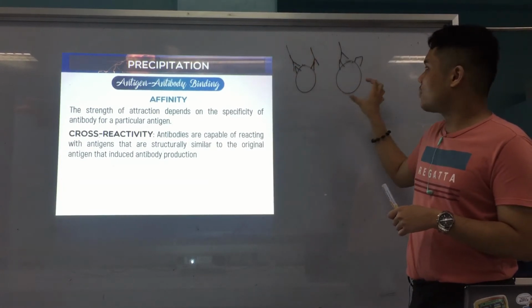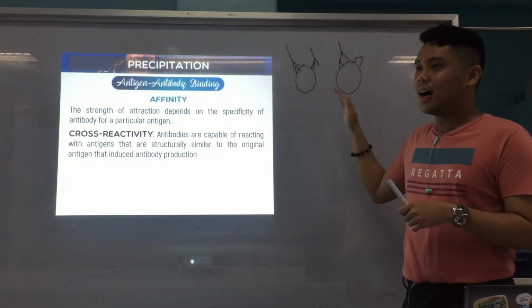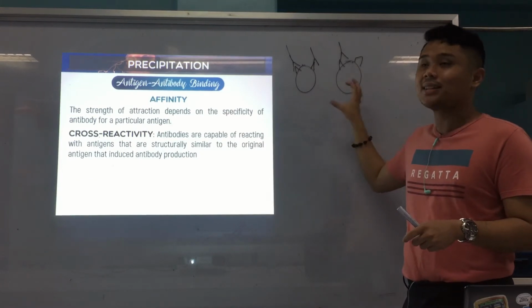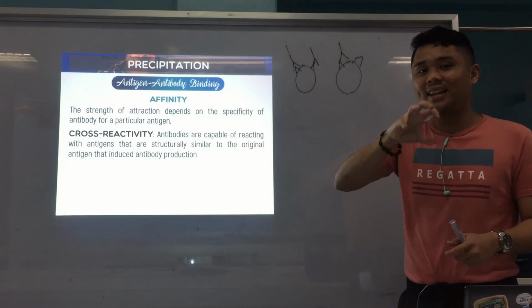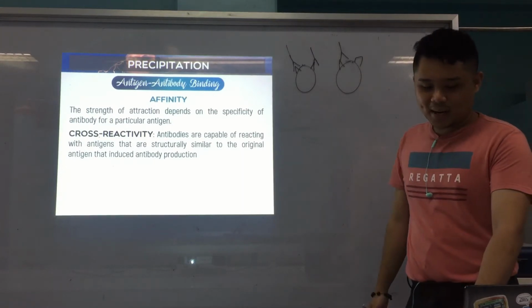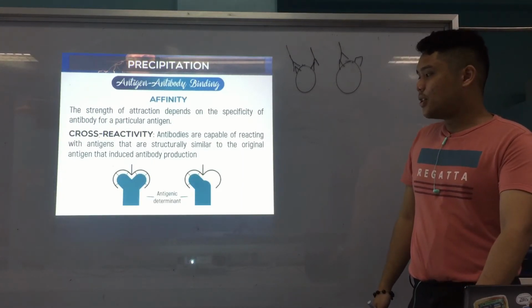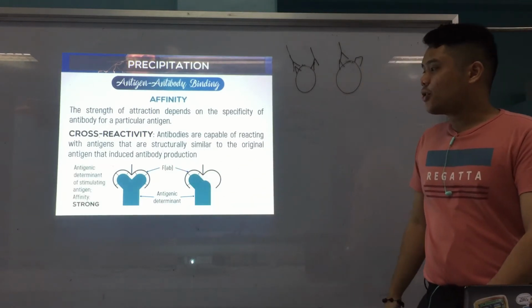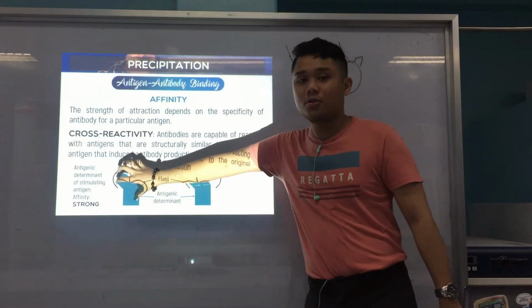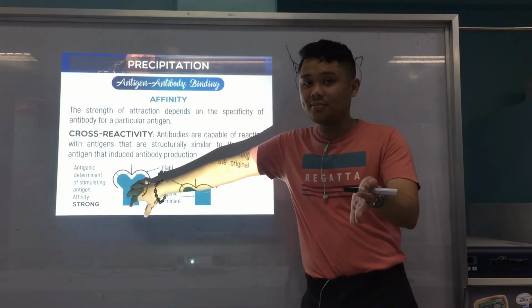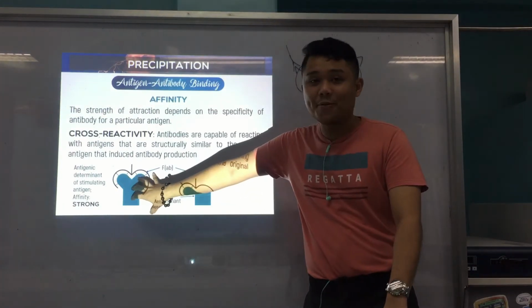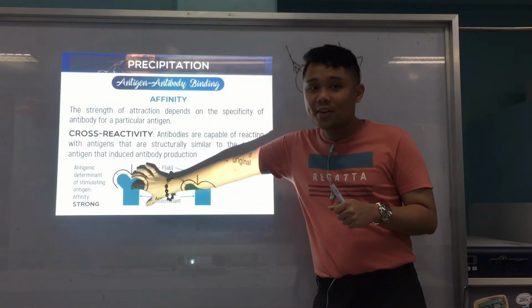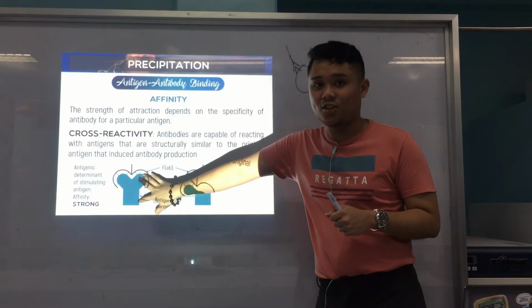But for cross-reactivity, it binds, but it is weaker. Because again, the antigen is quite similar, but it's not exactly the same. So here's an example of a picture. So this is your antigenic determinant, and this is the Fab. So this is the initial or the original antigen. So the affinity or the binding is strong because the antibody is really made for this form of antigen.